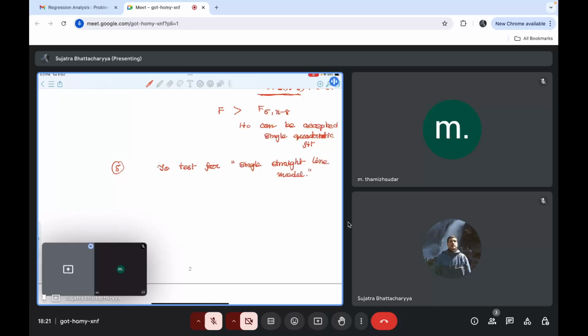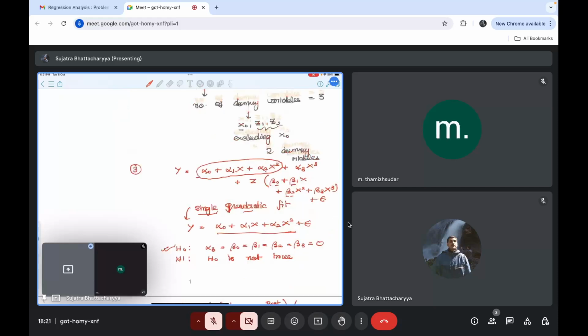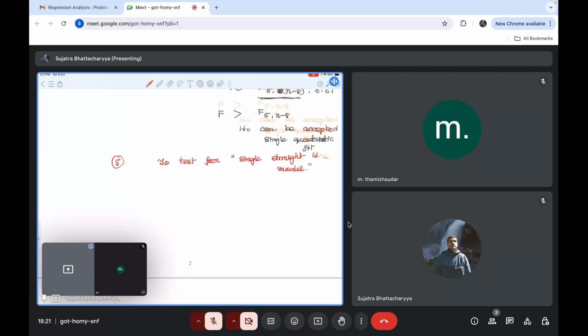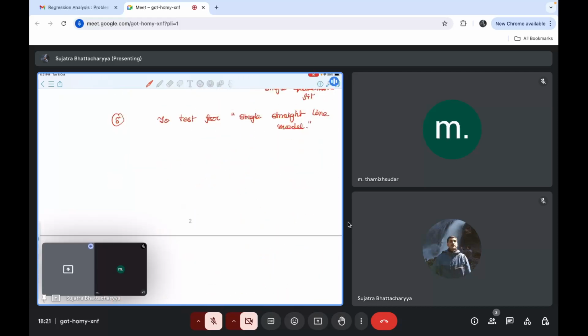So how much should I take from the original problem 3 model? Straight line, single straight line. That means this part. Only this part I will take. Alpha naught plus alpha 1 x plus epsilon, of course, which is the straight line model. All other terms have to be 0, no doubt. Okay. So let us write, therefore, for the single straight line model, the model will be y is equal to alpha naught plus alpha 1 x plus epsilon. This is the single straight line model. You don't need any other variable.